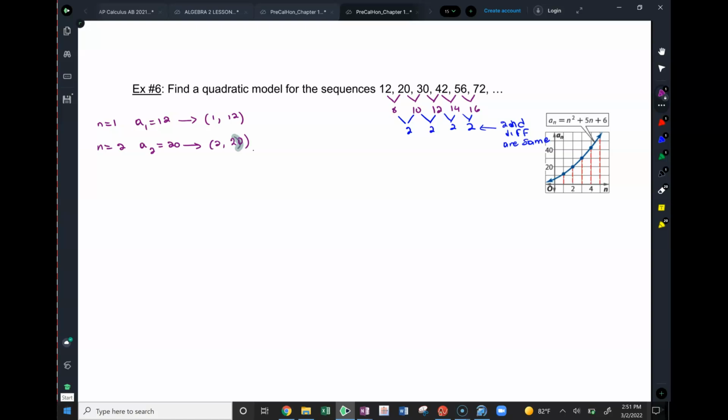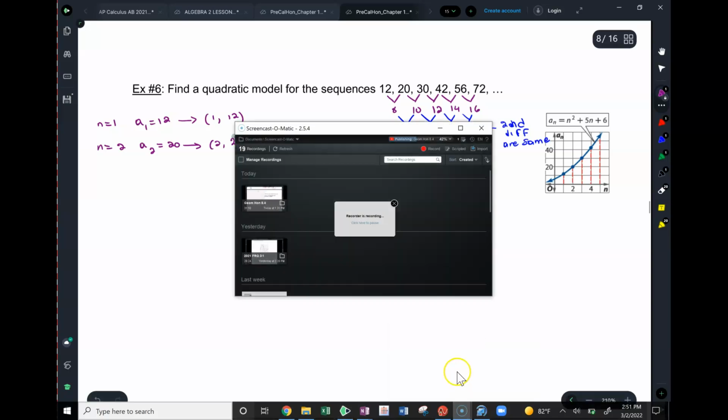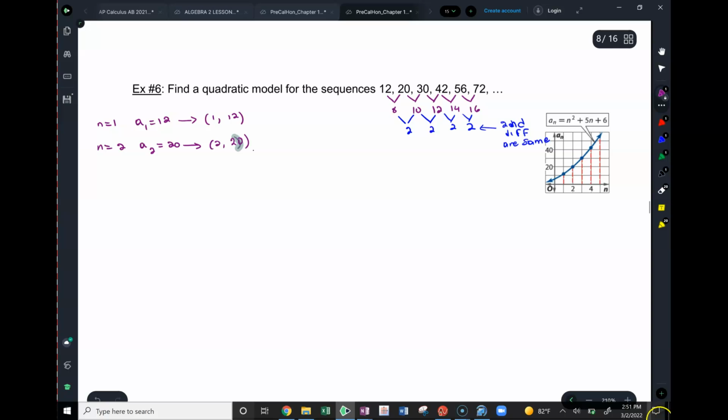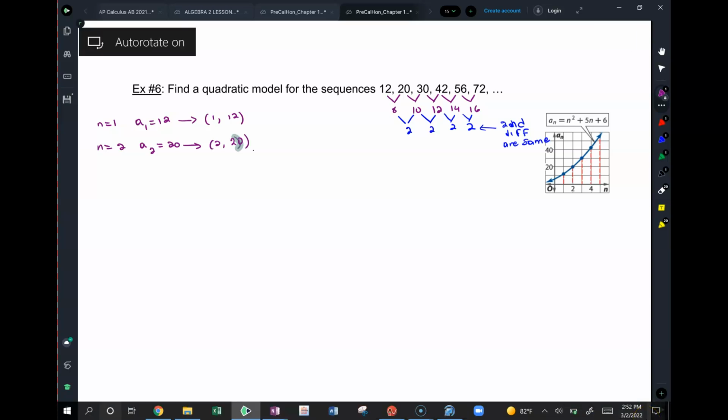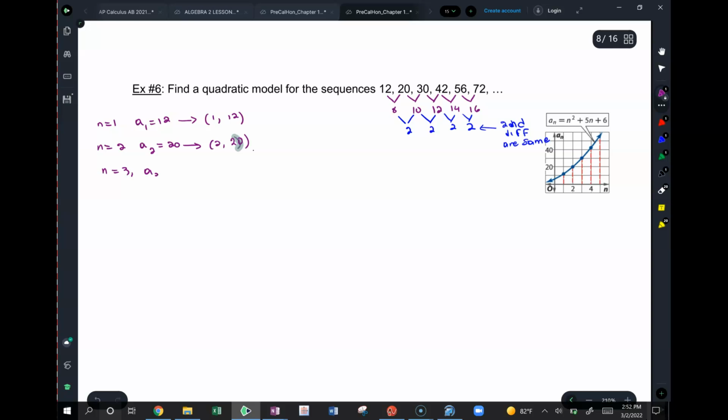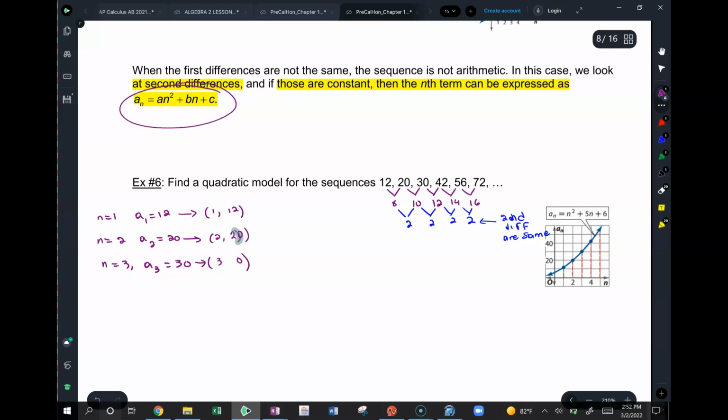So when n is 3, a is 30, so that's (3, 30). Guess what we're going to do now? Graph? Nope, we're not going to graph. We're going to plug this into this equation.